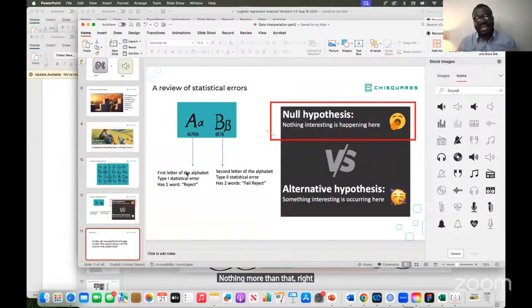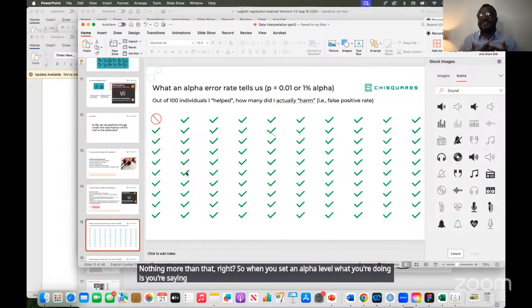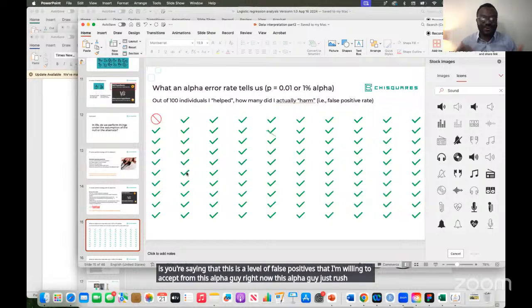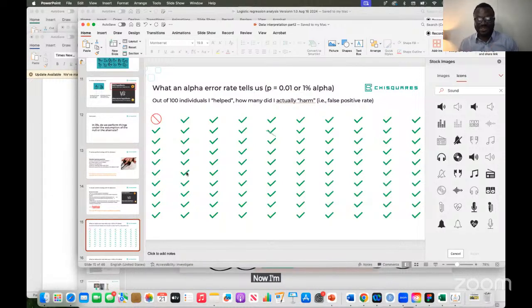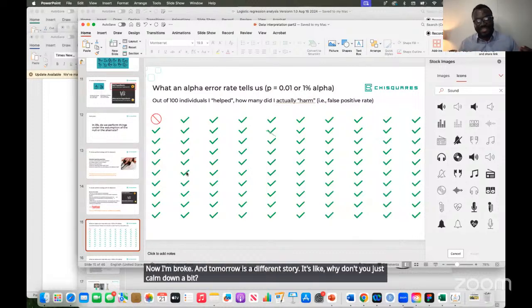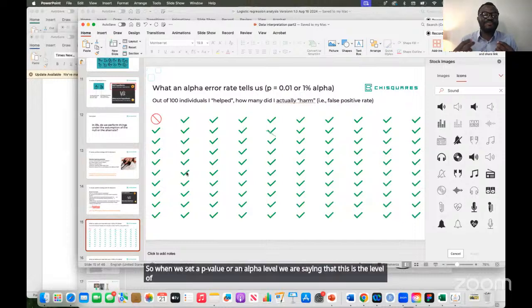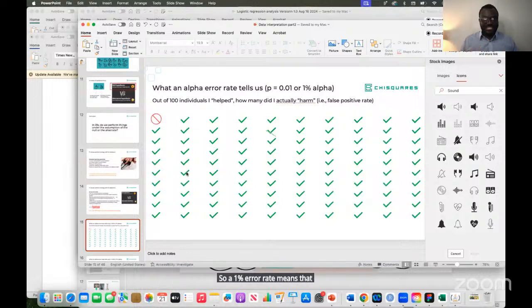So when you set an alpha level, you're saying that this is the level of false positives that I am willing to accept from this alpha guy. Remember, this alpha guy just rushes into things, comes back, oh man, I lost all my money in this, I didn't think about it upfront very well. Now I'm broke. And tomorrow is a different story. It's like, why don't you just calm down a bit? So when we set a p-value or an alpha level, we are saying that this is the level of error we are comfortable with.